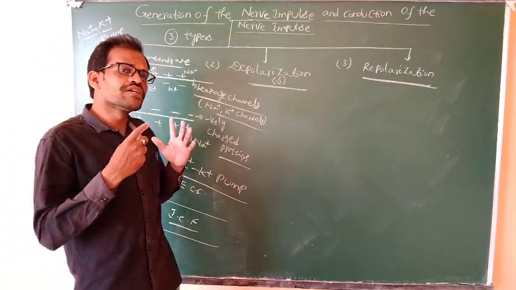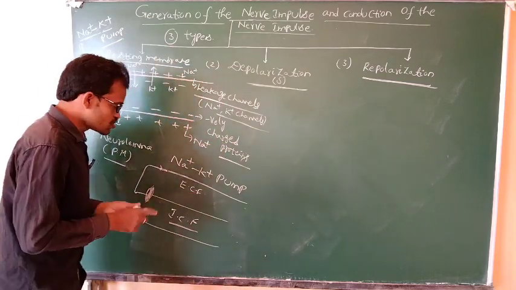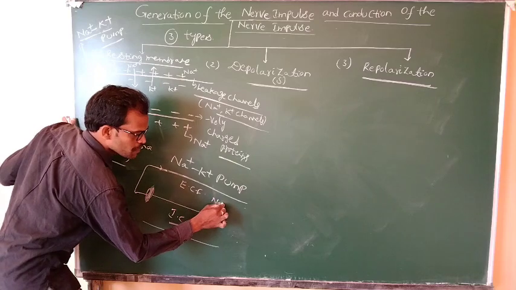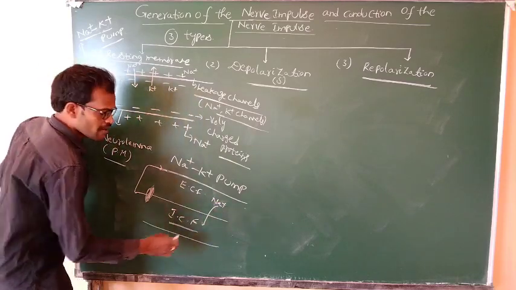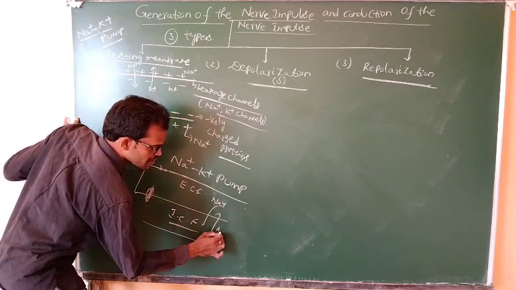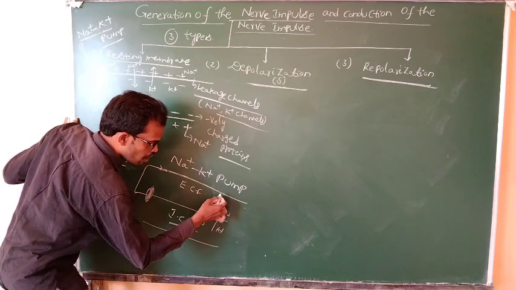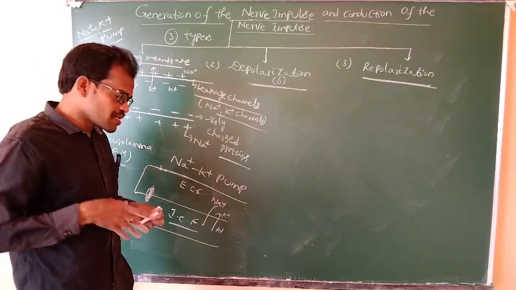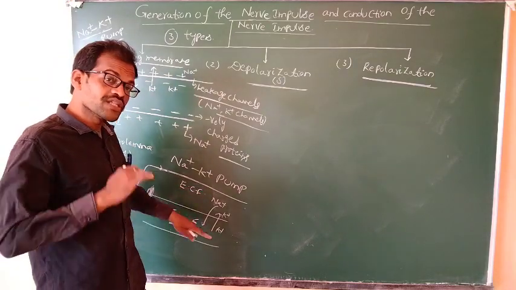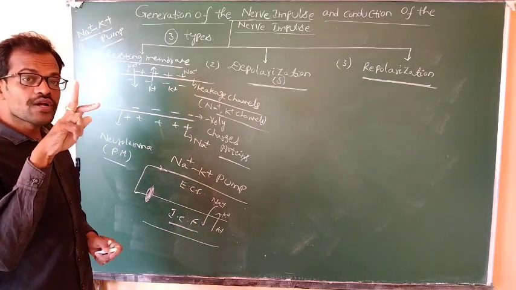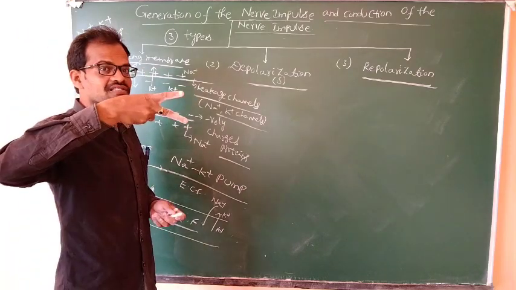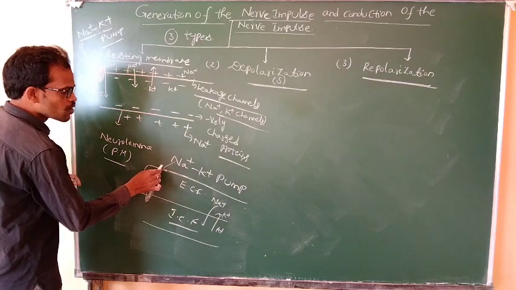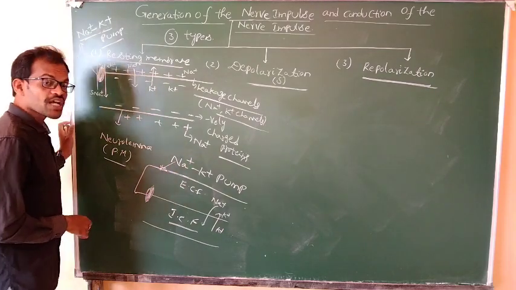They move continuously. For example, sodium moves from the outside to the inside, and potassium moves from the inside to the outside. This continuous movement means sodium influx and potassium efflux, which creates an imbalance. This imbalance is corrected by the sodium-potassium pump.